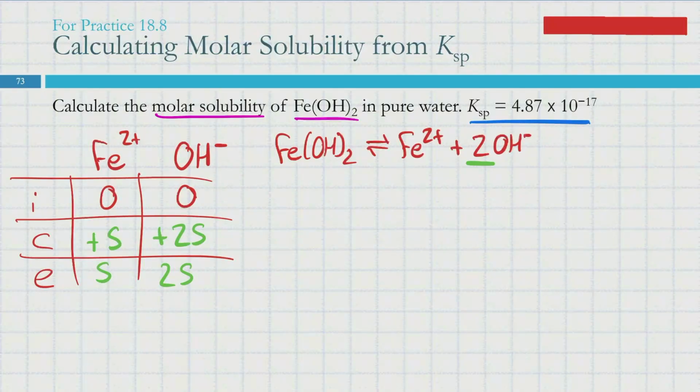And then we need to do our Ksp expression. So our solubility product constant expression is going to be what? Concentration of Fe2+ times what? OH- squared. Concentration of hydroxide squared.